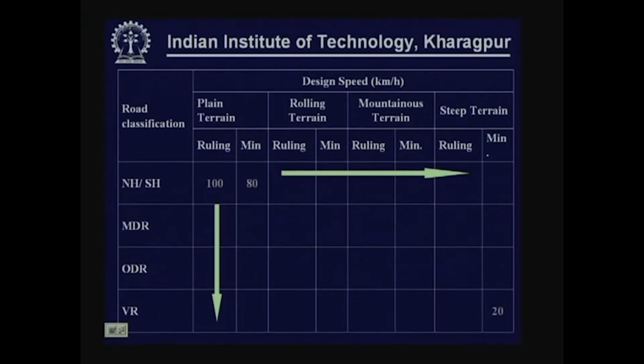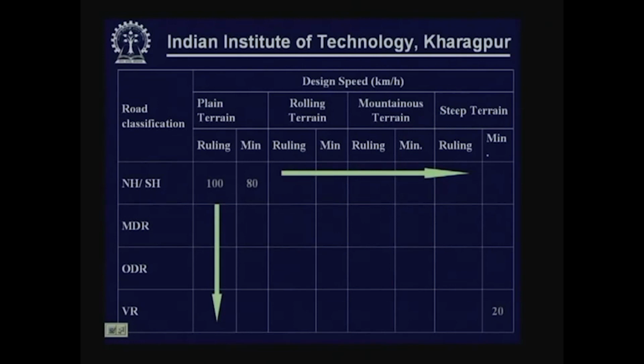Now, for each terrain, as you can observe from the table, two columns are there. One is ruling, the other is minimum. Ruling design speed is the speed we should target normally for the design of the roads. That means, ideally for a particular category of road and under a particular terrain, we must try to design the facility based on the ruling design speed.